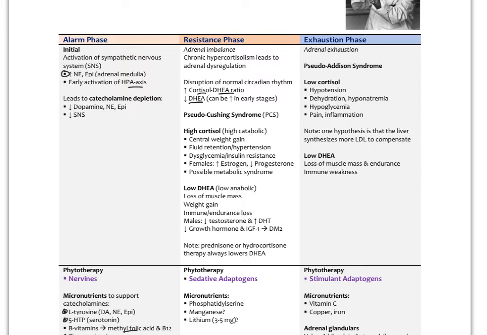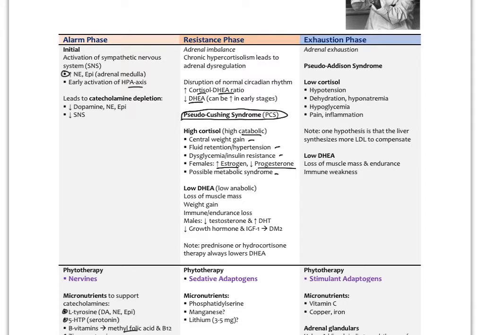This is really very similar to what we already talked about, which is pseudo-Cushing syndrome. In fact, we can say they're really just variants of the same thing. So here we're going to have high cortisol, which is a catabolic hormone, and that's going to lead to central weight gain, fluid retention, hypertension, dysglycemia, insulin resistance. In females, we'll see more estrogen, decreased progesterone, and possibly metabolic syndrome.